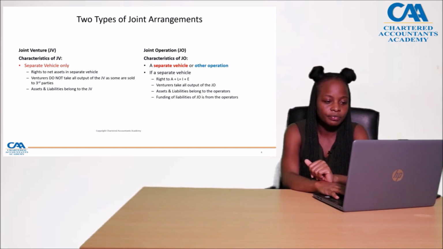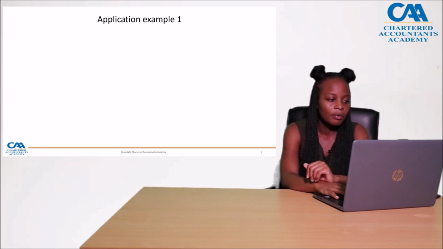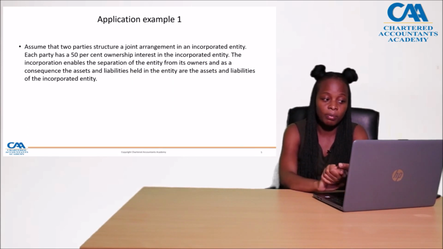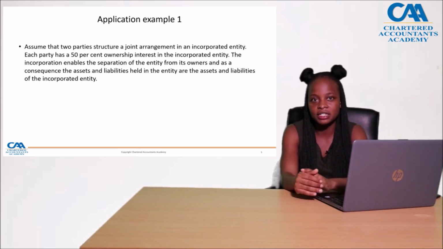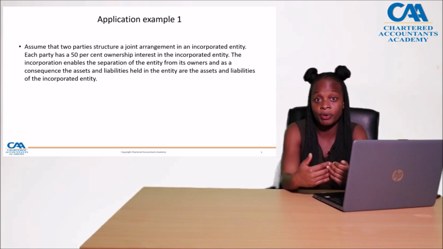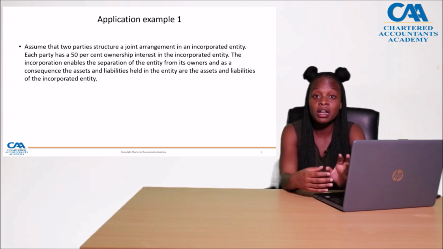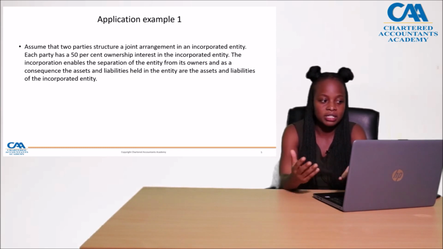Let's get into application example 1, which says: assume that two parties structure a joint arrangement in an incorporated entity. Since it's an incorporated entity, we have a separate vehicle here. So in this case, it could be either a joint operation or a joint venture. We now need to look at the rights and obligations that are actually being derived from this entity by the parties. So let's get into it.